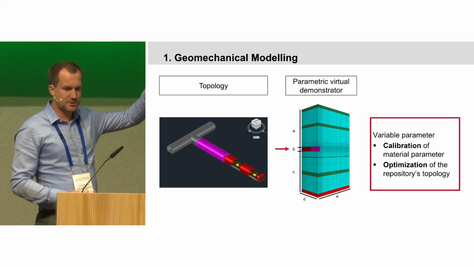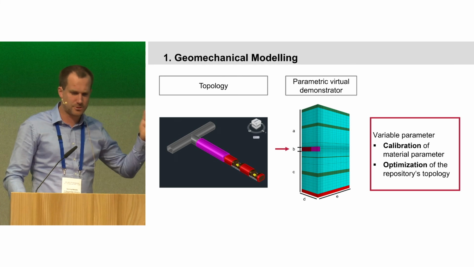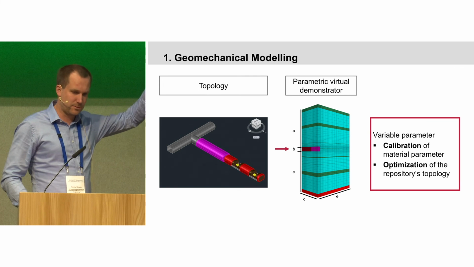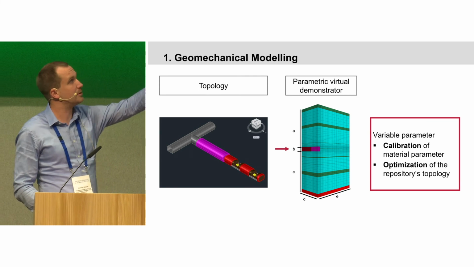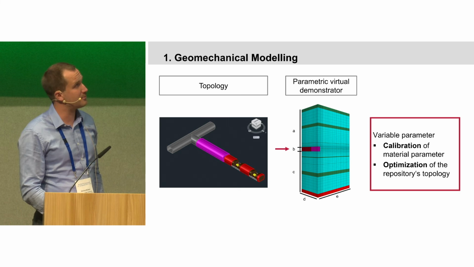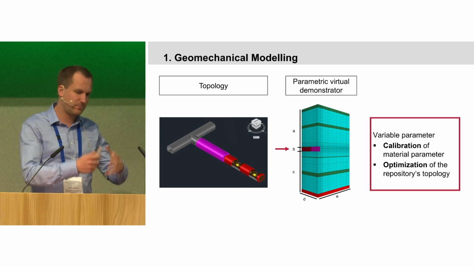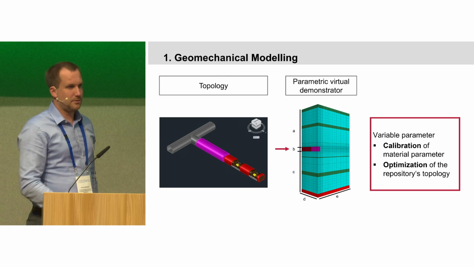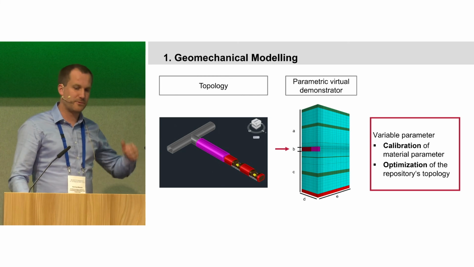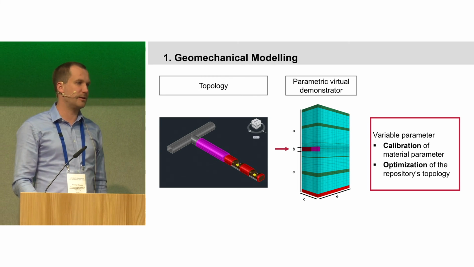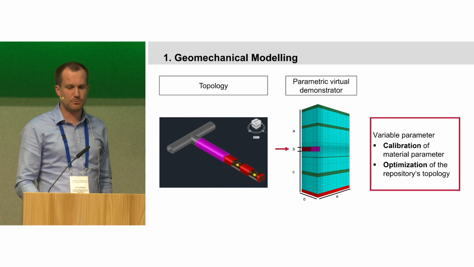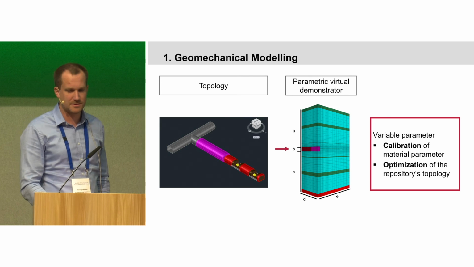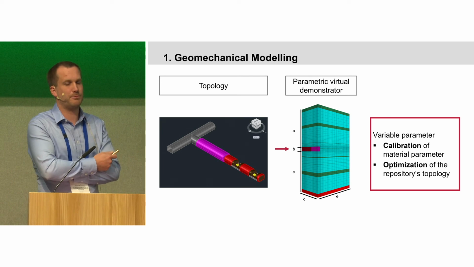And here was our prototype. It's a model of a storage drift with backfill and sealing plug. So we have the topology. We obtain a discretization of it. So we have a parametric virtual demonstrator, finite element simulation, finite difference simulation. And in this model, we have variable parameters. These are, first of all, material parameters that require calibration. And we have shape parameters that can be optimized for an optimal layout of the repository.